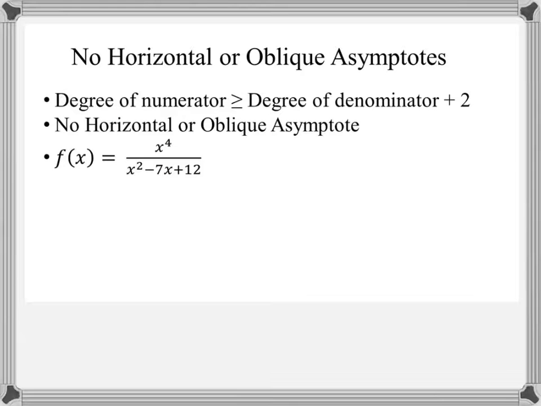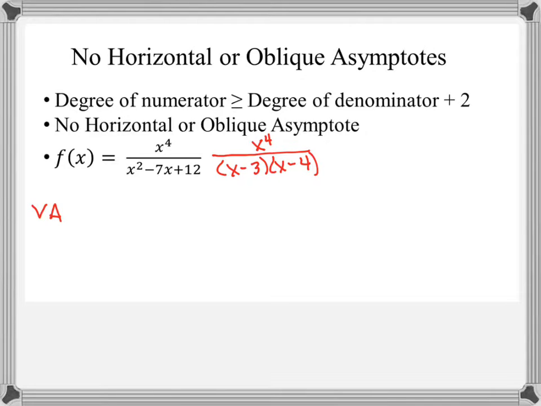Okay, finally, we have one more possibility where the degree of the numerator is greater than the degree of the denominator by 2 or more. And that means that we would have no horizontal or oblique asymptote. So an example of this would be f of x equals x to the fourth over x squared minus 7x plus 12. Let's start by factoring the denominator into x minus 3 times x minus 4.